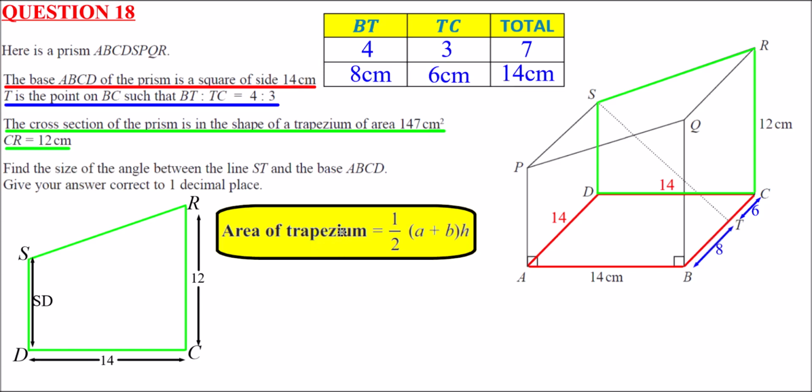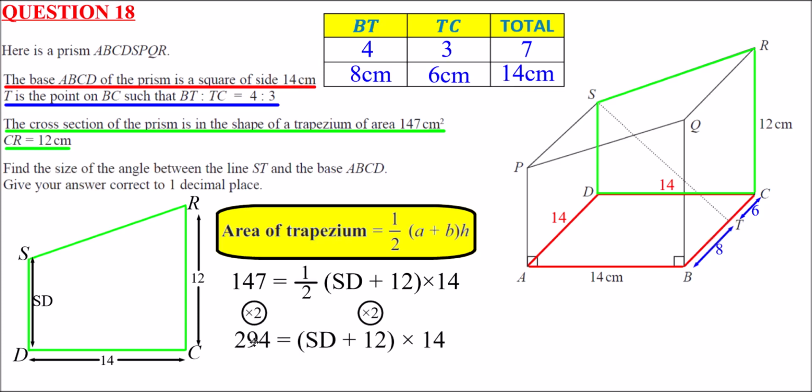So plugging these values into this formula, knowing as well that the area of it needs to be 147, we have this. 147 is half of whatever SD plus 12 is, multiplied by 14. We can now solve this equation for SD in a few different ways. The first decision I'm going to make is to double both sides to get rid of this half. So double 147, that's going to give 294. This half therefore disappears. I'm left with 294 is whatever SD plus 12 is, times 14.